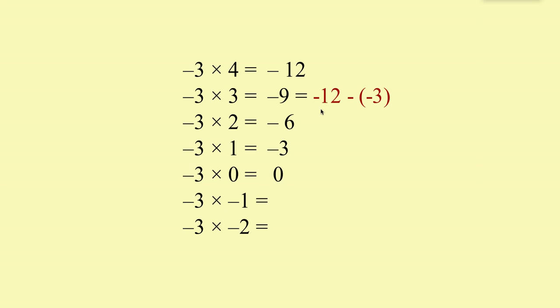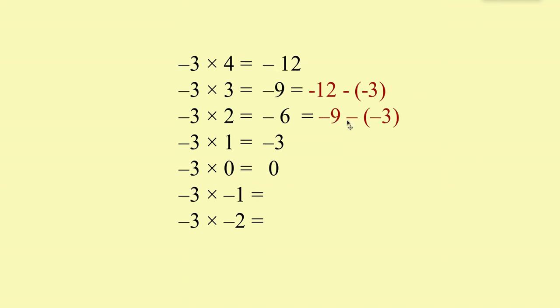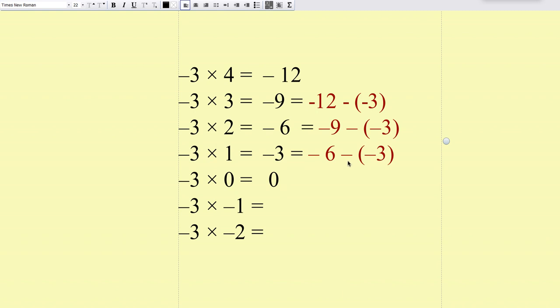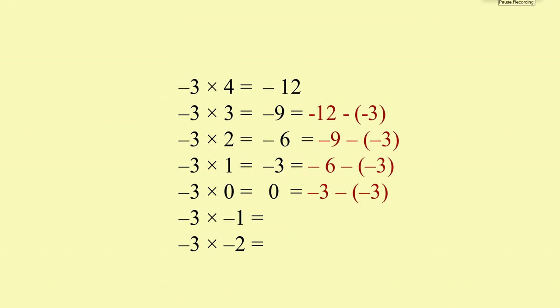Then how do you get negative 6? It is negative 9 minus negative 3. Now how do you get negative 3? It is negative 6 minus negative 3. Now how do you get 0? It is negative 3 minus negative 3. Now look at these patterns. Here we subtract negative 3 to get the next step.